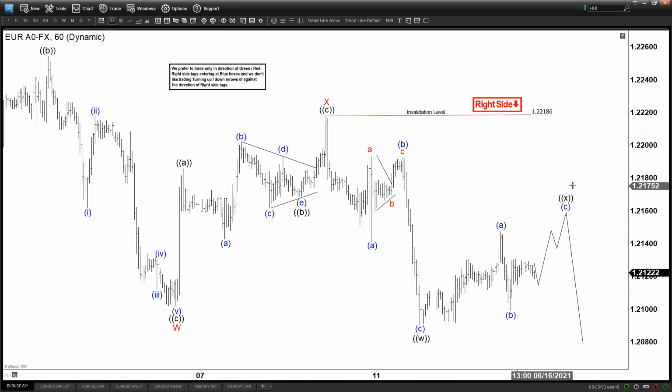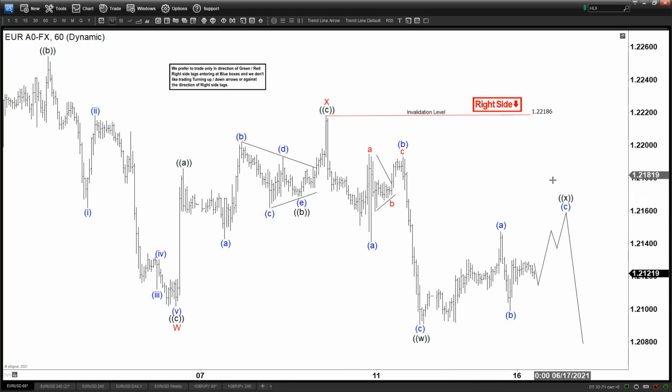Now within the Y leg, you can see in the subdivision here, we ended a zigzag ending W of Y. Alright, this is W of Y, and now we're looking to complete this ABC rally to finish X of Y in red before turning lower again one more time to finish Y of Y, and then that should complete the WXY pattern in the red degree. Okay, so as long as we stay below 122.18, we cannot rule out another leg to the downside.